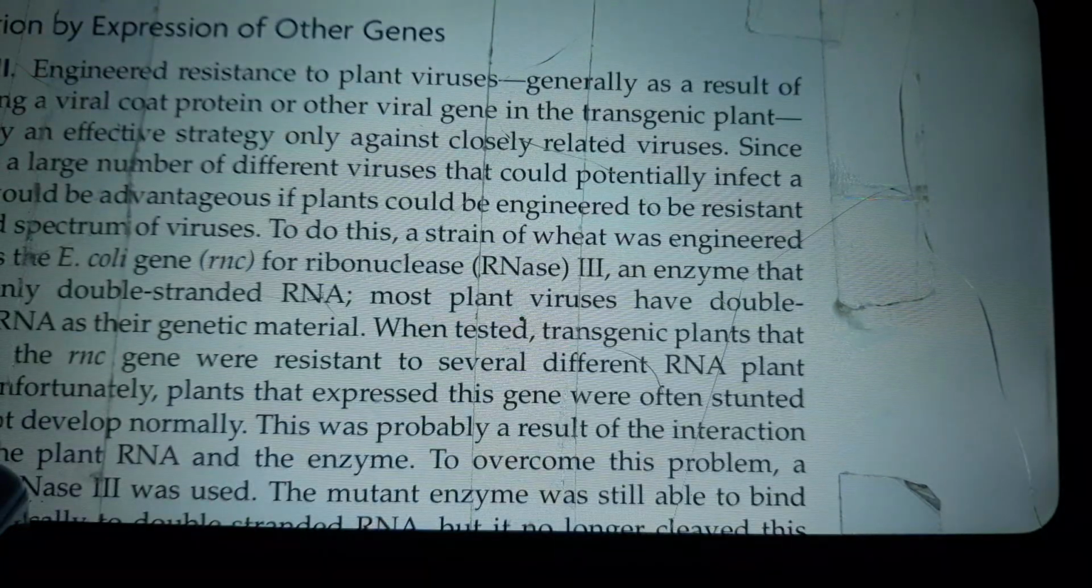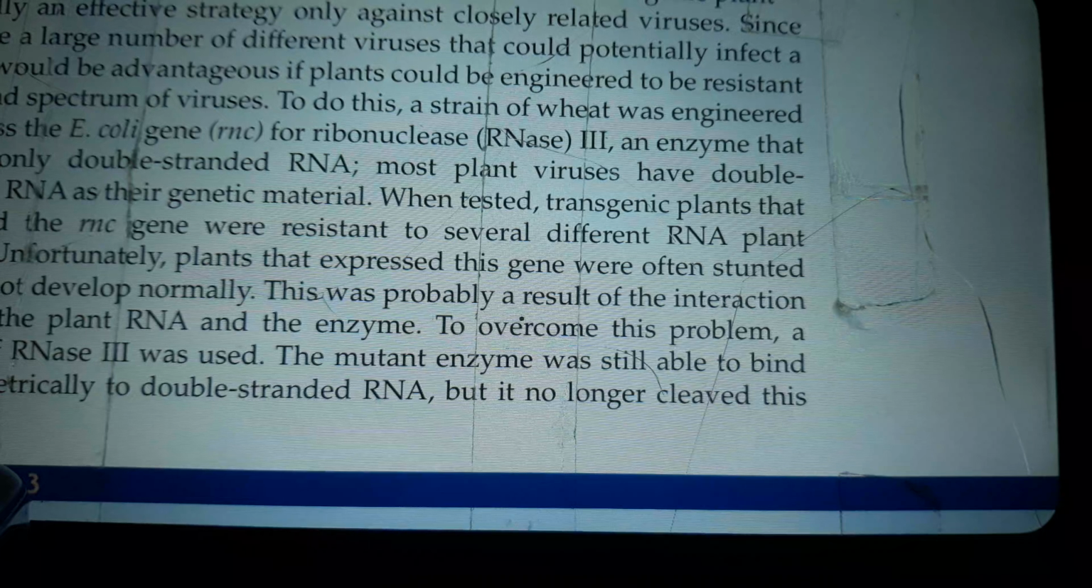Protection by expression of other genes. RNase III. Engineered resistance to plant viruses, generally as a result of expressing a viral coat protein or other viral gene in the transgenic plant, is usually an effective strategy only against closely related viruses. Since there are a large number of different viruses that could potentially infect a crop, it would be advantageous if plants could be engineered to be resistant to a broad spectrum of viruses.